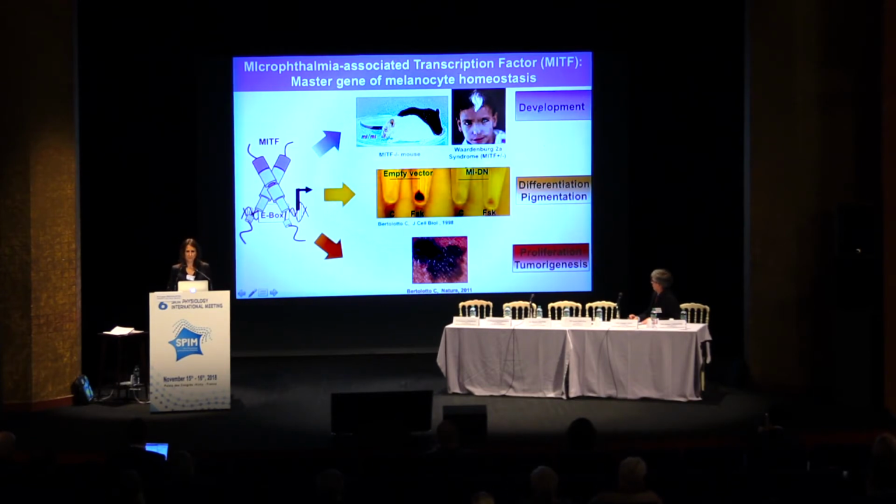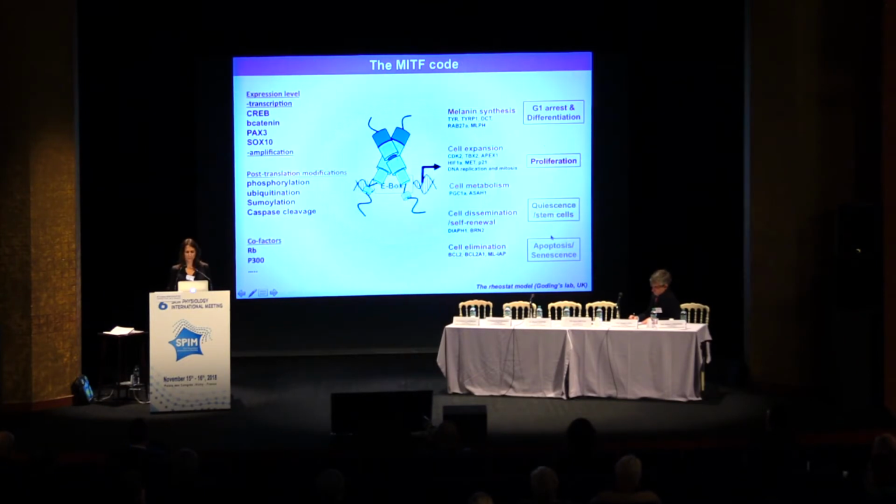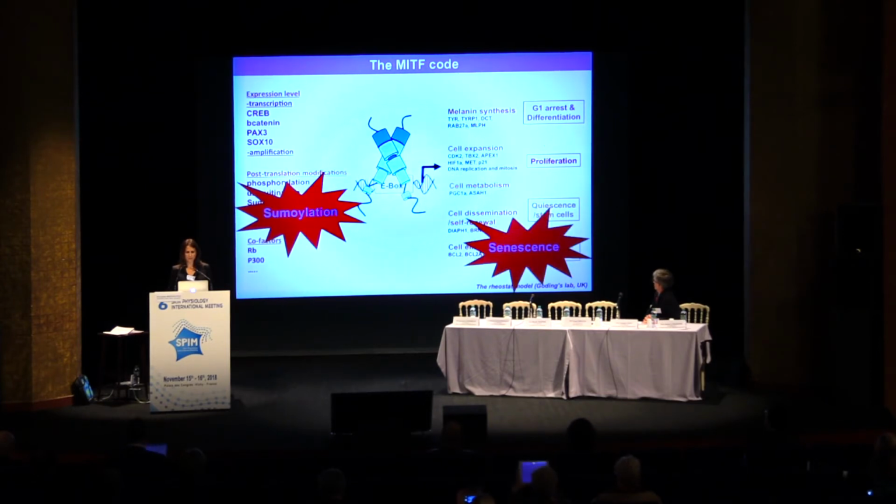We don't know precisely how MITF controls these different biological functions, but a model proposes that the activity of MITF depends on its expression level, on its post-translational modifications, among which SUMOylation, and its cofactor bindings. This creates a sort of barcode-like situation that channels MITF towards a subset of specific target genes and drives a different biological function. So today we will talk about SUMOylation and senescence, as I previously told you.